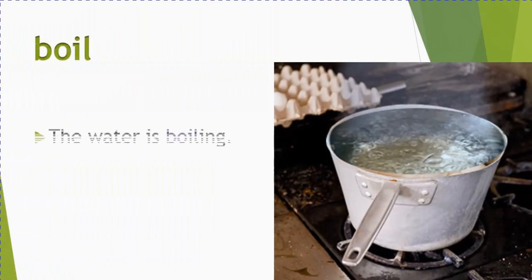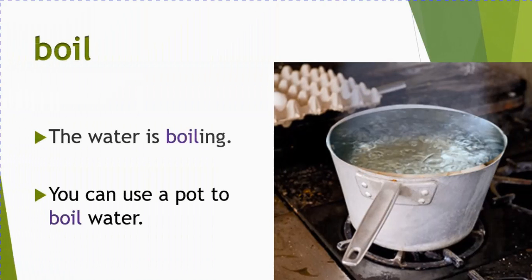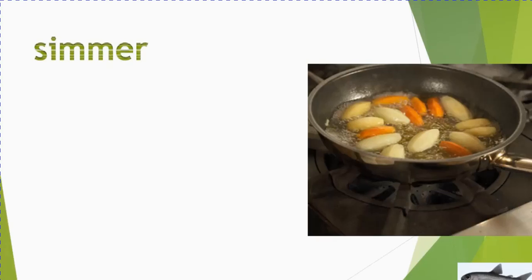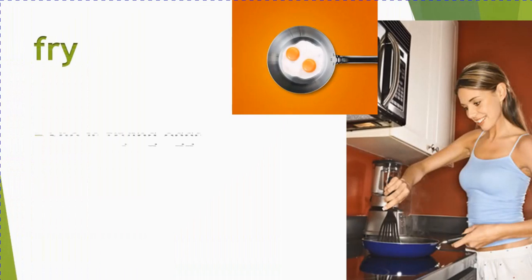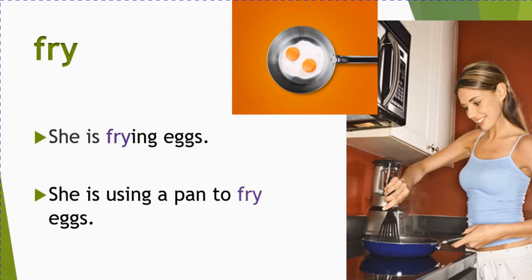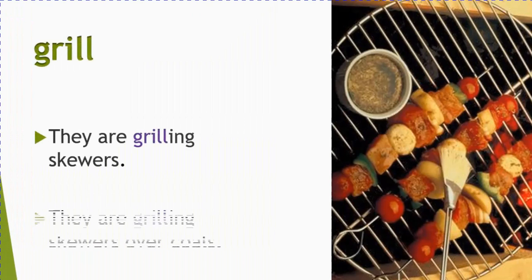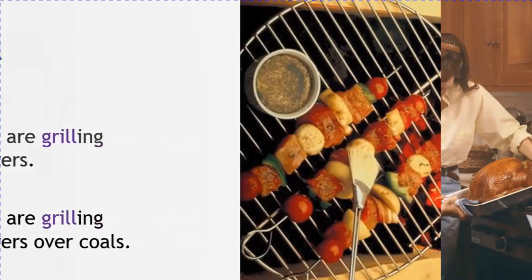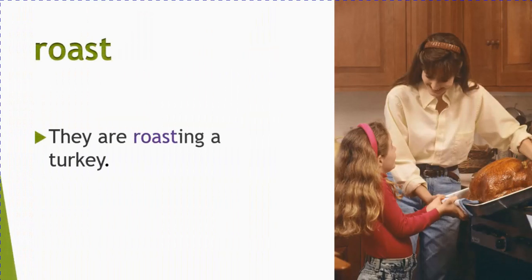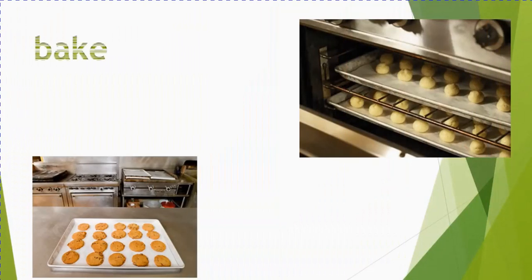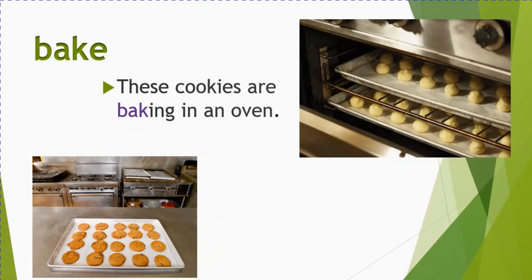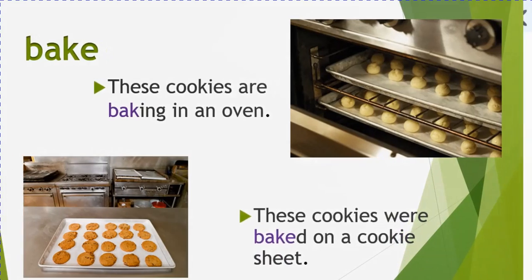Boil. The water is boiling. You can use a pot to boil water. Simmer. These vegetables are simmering. Simmer means to boil on a very low temperature. Fry. She is frying eggs. She is using a pan to fry eggs. Grill. They are grilling skewers. They are grilling skewers over coals. Roast. They are roasting a turkey. You can roast a turkey in an oven. Bake. These cookies are baking in an oven. These cookies were baked on a cookie sheet.